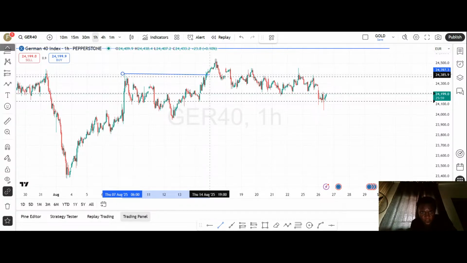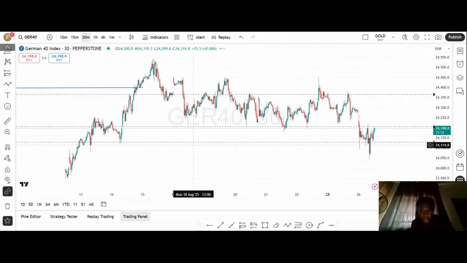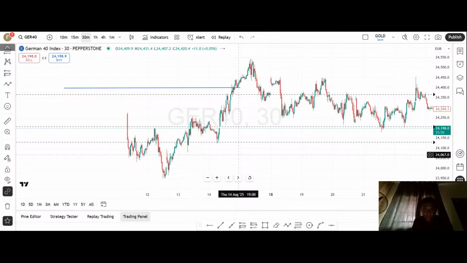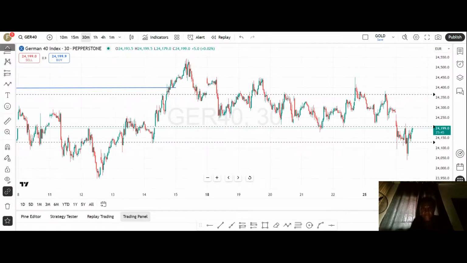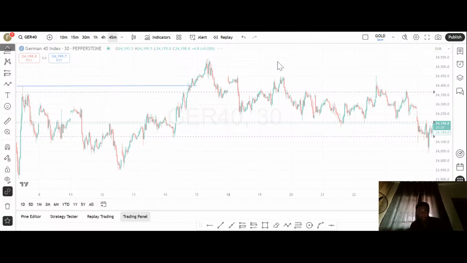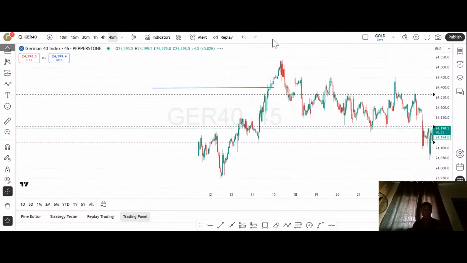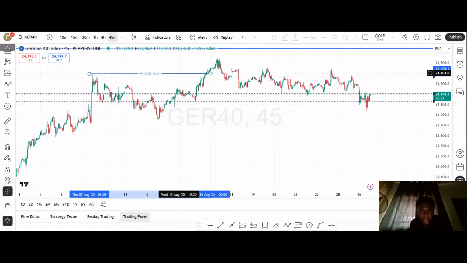I hope you can see this, right? Good. So now look at this very well. What I'm showing you now, hope you can see it very well. So now this break of structure, right? This BOS now, let me use 45 minutes. So now, this BOS that broke this high, break of structure, right?